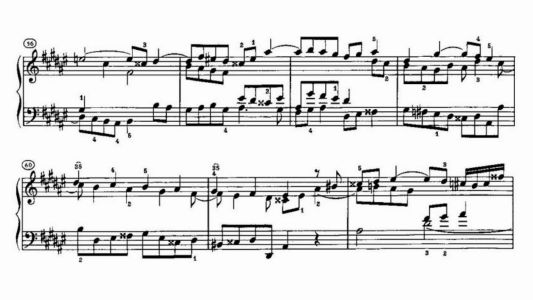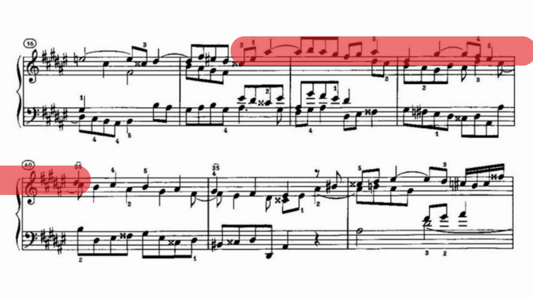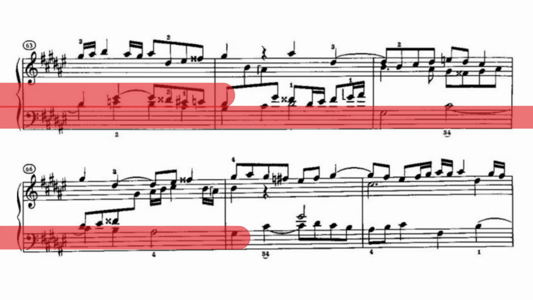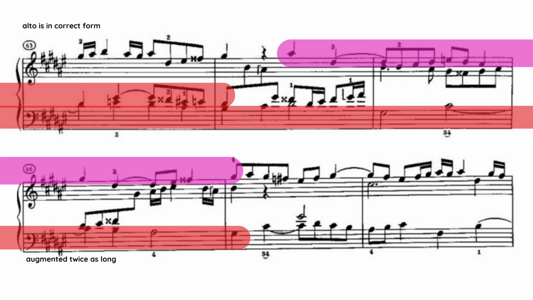Then the subject makes an isolated entry in measure 57 in D sharp minor, signaling a return to the home key. Now let's take a look at the entrances in measure 61 and 62. As you will see in the next page, the bass entry here is augmented twice as slow as the original, while the entry in the alto is in its correct form. In measure 64, there is another entry of an inverted answer in the treble.